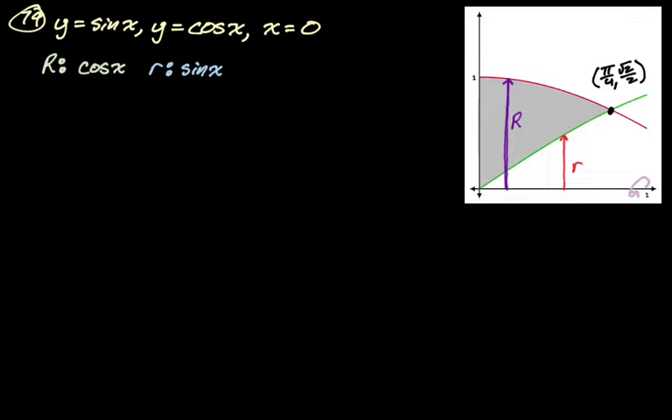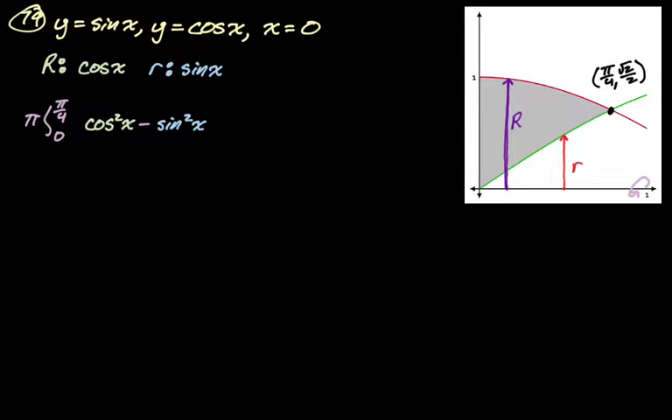We're going to do big volume minus little volume. So we're going to do pi times the integral from 0 to pi over 4. Nope, I said that wrong. Pi times the integral from 0 to pi over 4 of big radius squared, so that's cosine squared, minus little radius squared, which will be sine squared.